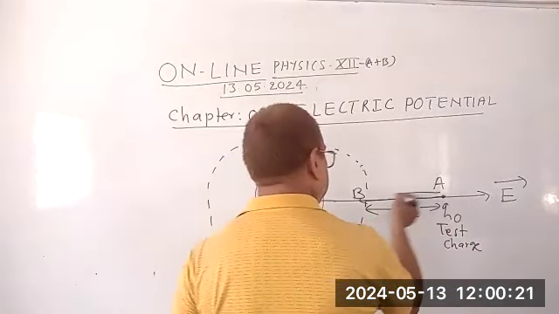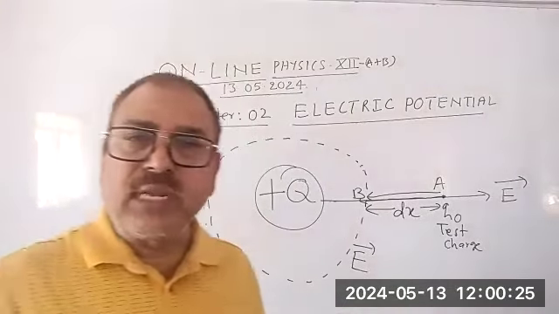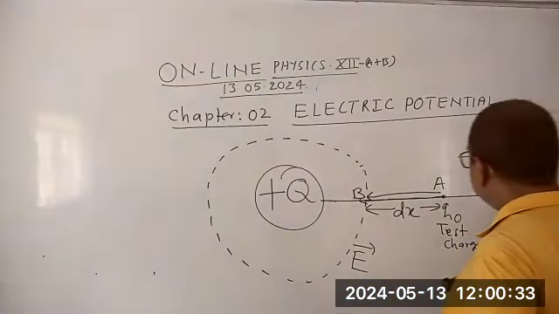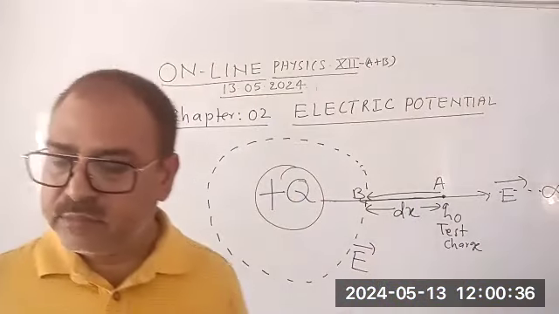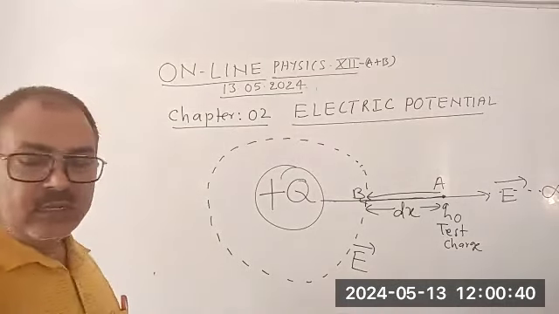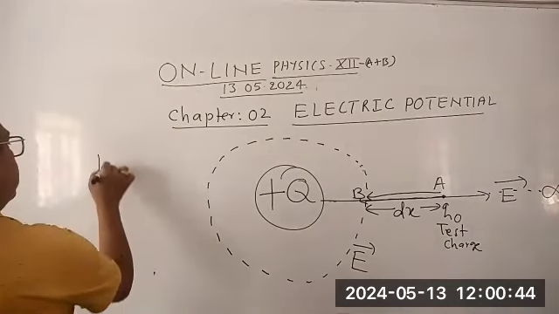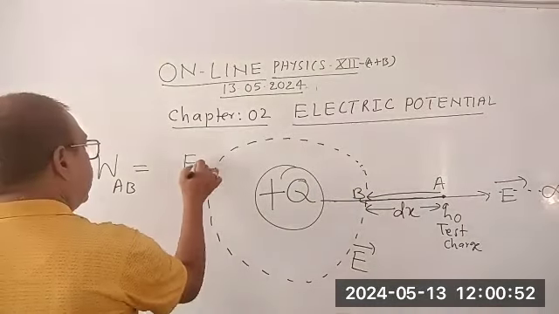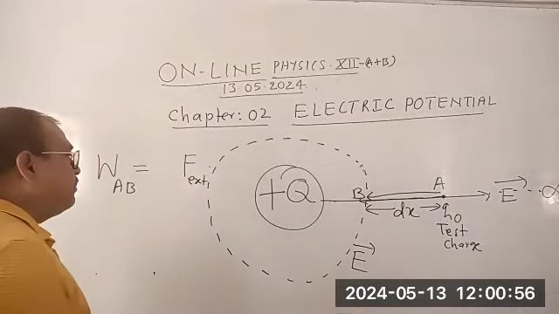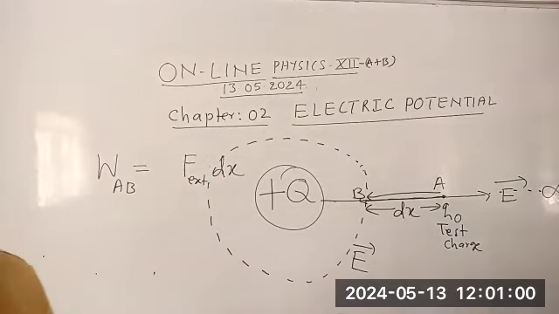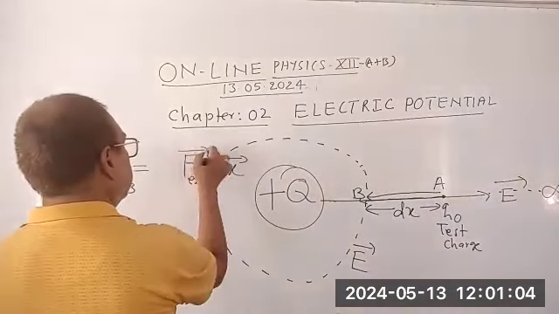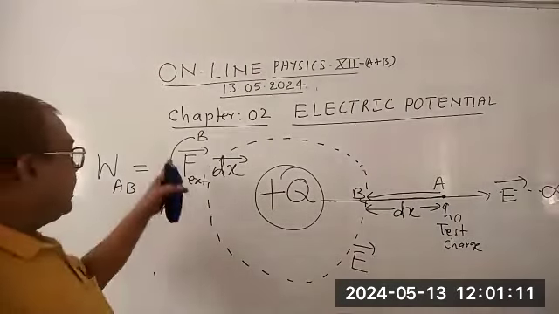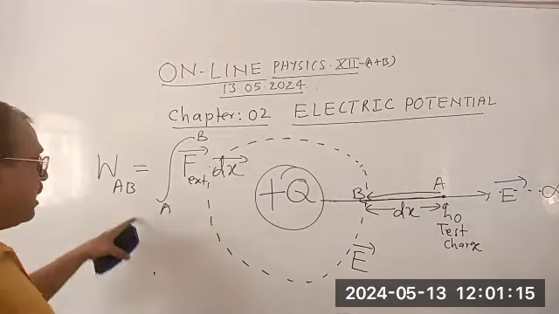If the test charge comes to the new point B, the total amount of work done in bringing the charge from infinity to B, or in between A and B, is the total work done. Suppose you are writing W between A and B. So work done is what? It is the external force F into dx. F into dx is the work done. Take integration from one point to another point, and this will give the work done.